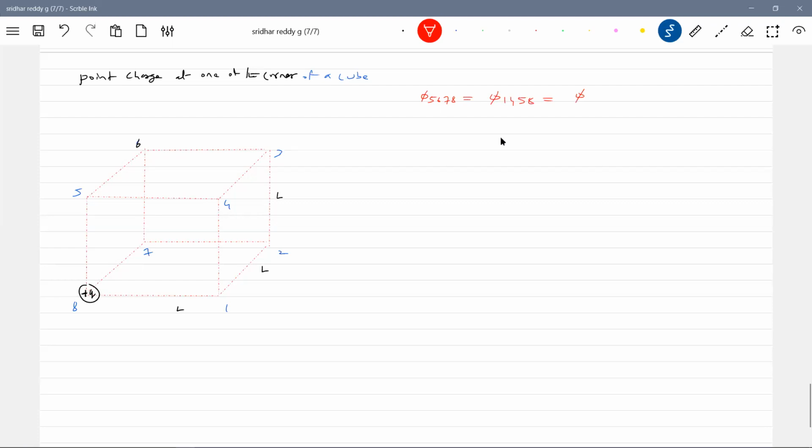Then what about any other surface? 1, 2, 7, 8 also. Everyone must really think about this one, because the lines of force due to a point charge will be radially outward. So here some lines of force will be tangential to this face 1, 2, 7, 8. I can shade this one yellow and this one green.